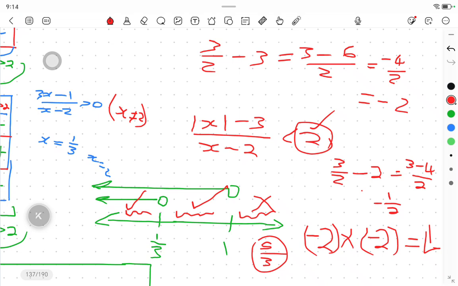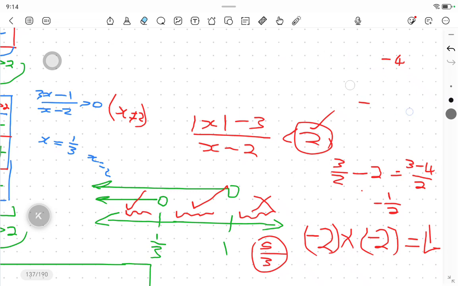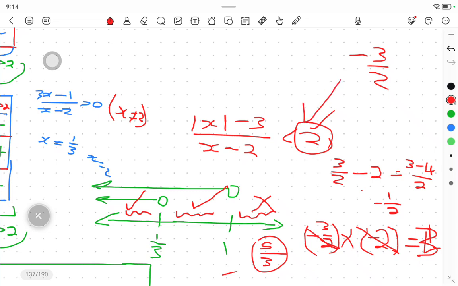Which one is minus 3 over 2? Which one is minus 3 over 2? Oh, you mean that one? Oh, this one is minus 3 over 2, okay. Okay, I think I get that. And then here, this is going to cancel this. So it means that we're going to get what? 3, right? But still, 3 is still greater than 2. So this does not satisfy.